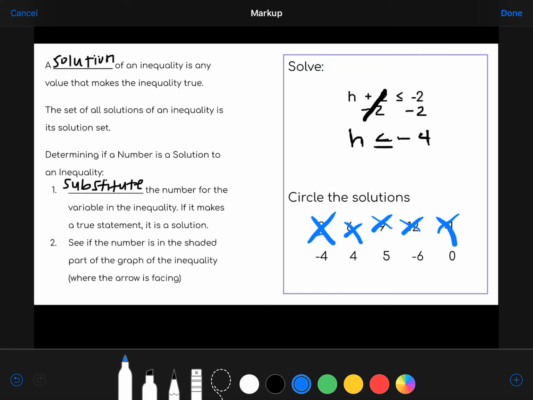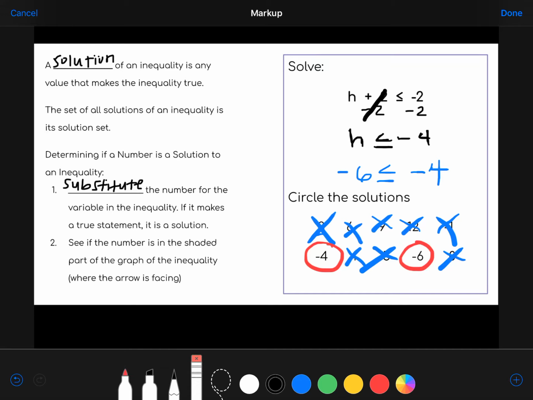Next, we have negative 4. So I'm going to plug in negative 4 is less than or equal to negative 4. It's not less than negative 4, but it is equal to negative 4. So that means this is a solution. I know 4 would not be a solution. 5 would not be a solution. 0 is not a solution, so I'm going to try negative 6. So we have negative 6 is less than or equal to negative 4. Negative 6 is a smaller number than negative 4, so I'm going to go ahead and circle negative 6 as a solution. So that would be substituting to solve.